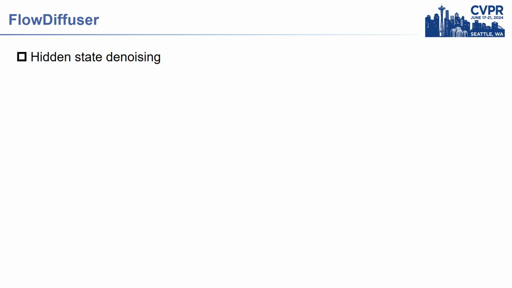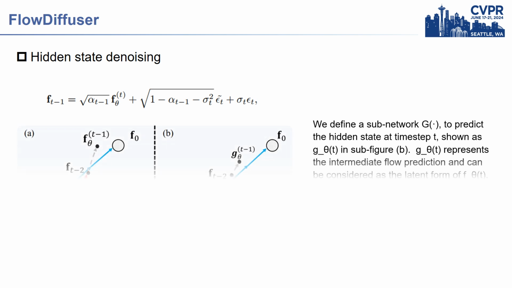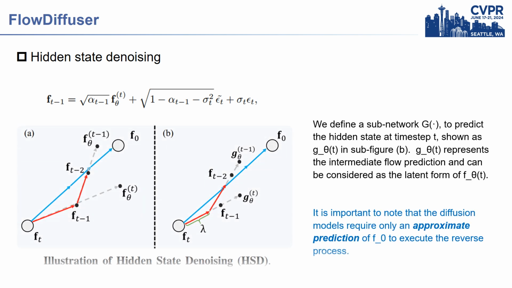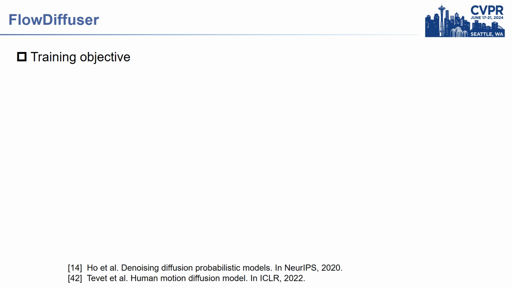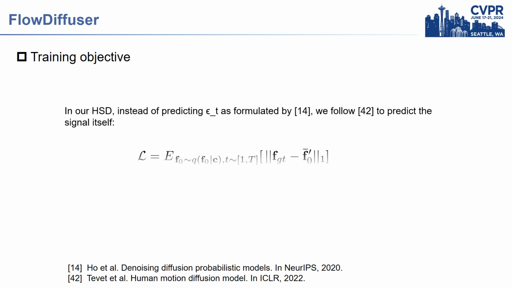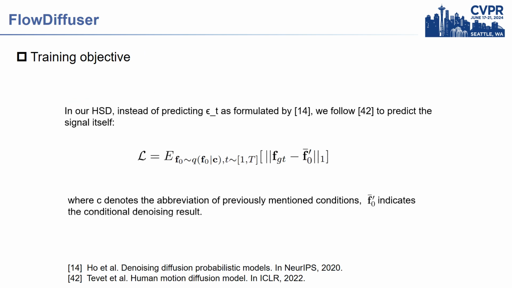A fundamental challenge in standard diffusion models lies in their requirement for an extensive series of denoising steps to effectively convert noise into a target signal. To alleviate this issue, we propose a hidden state denoising method tailored for the reverse process in RAFT-based diffusion models. The key idea is to fully exploit the property that executing the reverse process merely requires an approximate prediction of f0. The training objective is defined in accordance with the typical formulation for supervising f0.